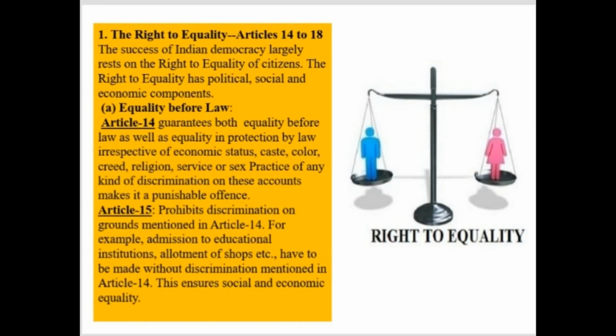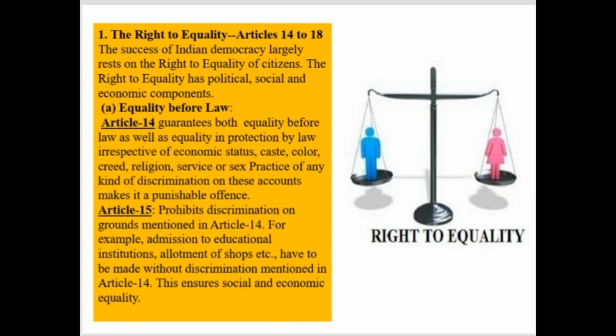Under Article 14, the Constitution guarantees equality before law. That means all citizens are equal before this law, and the protection that the laws give to all its citizens is equal as well. So not only will the law treat everybody equally, the protection ensured by laws will also be equal to everyone. And if anybody goes against this article, then they are punishable.